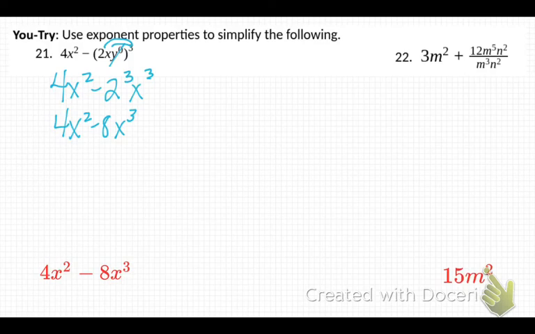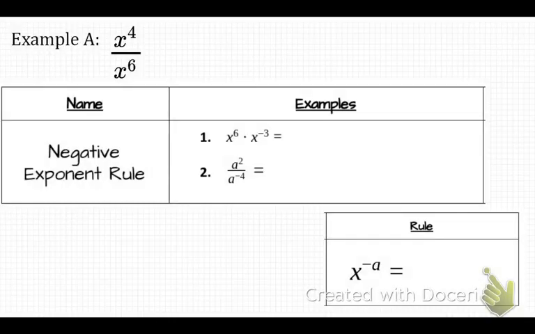We're going to move on to our last rule because it is on your homework. Okay, here's our last rule. So I have x to the 4th divided by x to the 6th. This is my quotient rule. So when I divide, what happens to the exponents? I subtract them. What is 4 minus 6? Okay, negative 2.